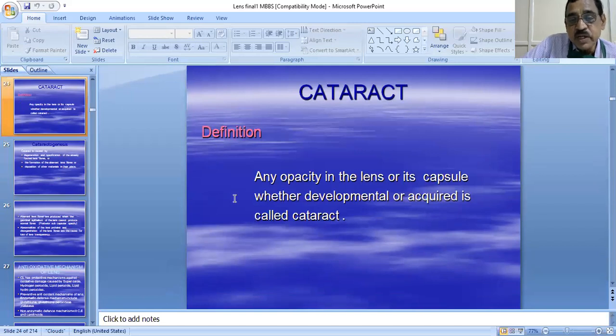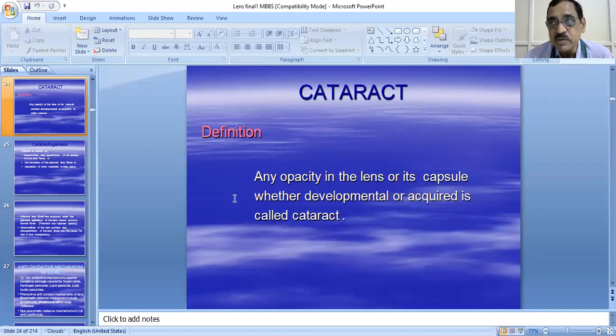I also told you the definition of cataract: any opacity in the lens or its capsule, whether developmental or acquired, is known as cataract. The word cataract dates back to the Middle Ages, when they thought cataract was because of an abnormal humor passing in front of the lens. It is derived from the Greek word cataractus, which means abnormal humor.